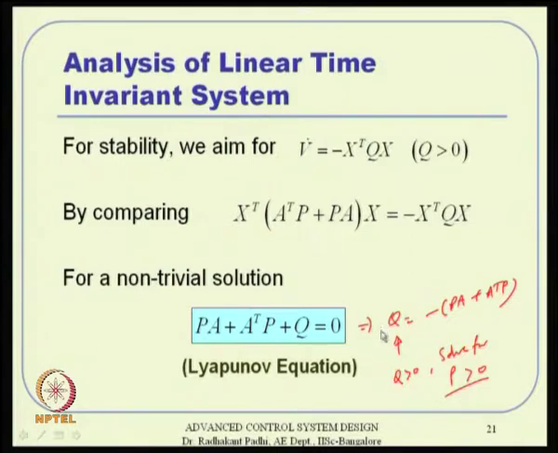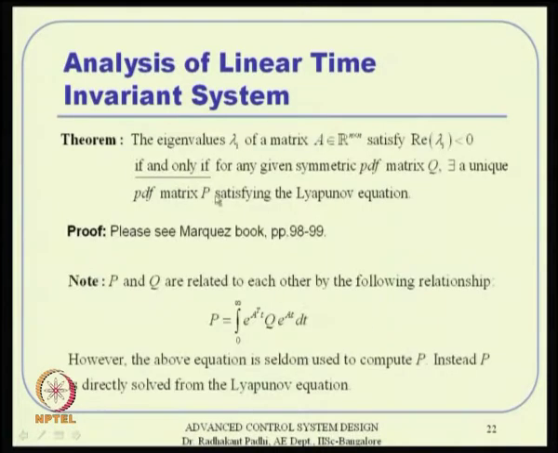If you start with Q positive definite and then solve for P, then this theorem binds that. These if and only if conditions are nice to see, because they are both necessary and sufficient. So you just try out one time and then you are done. If you are interested in seeing the proof, you can see this book, page 98-99. And P and Q are also related by this expression. If you know Q, you can evaluate P.